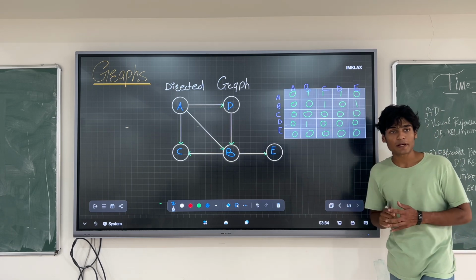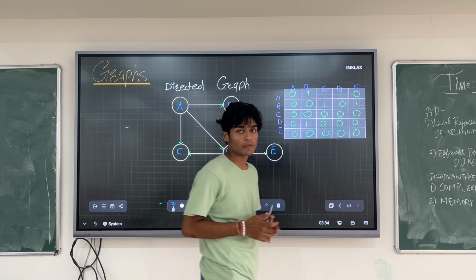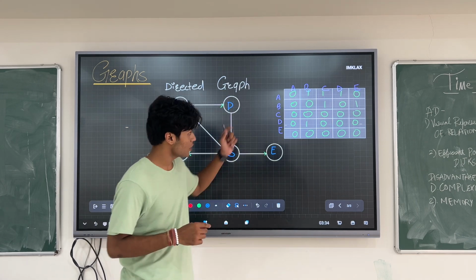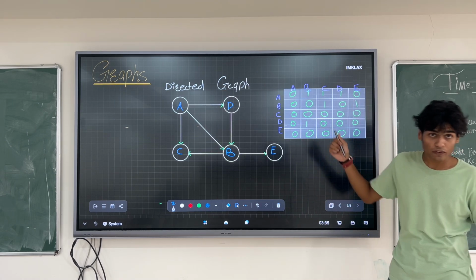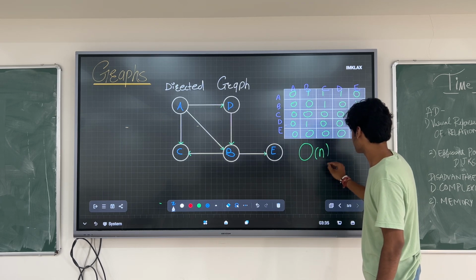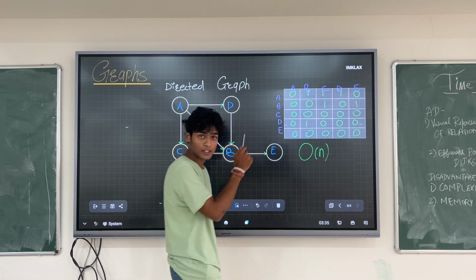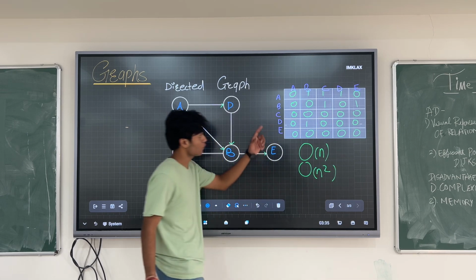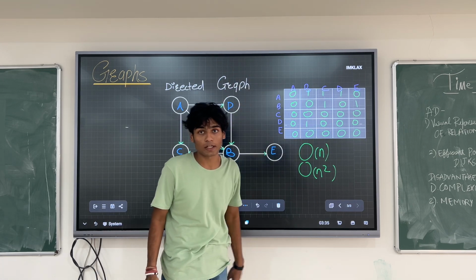Now in this adjacency matrix, we will talk about some advantages and disadvantages of implementing graphs using adjacency matrix. First advantage of using an adjacency matrix is that the traversal time, or the time complexity, is constant, that is O(1), and it will always be constant. But the disadvantage is that the space complexity of an adjacency matrix is O(n²). That is, for 5 nodes, we will require 25 spaces to store the data.